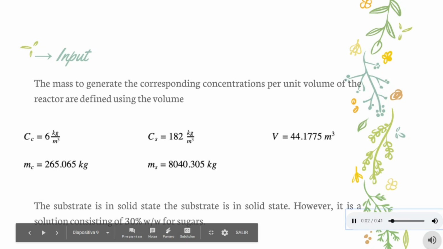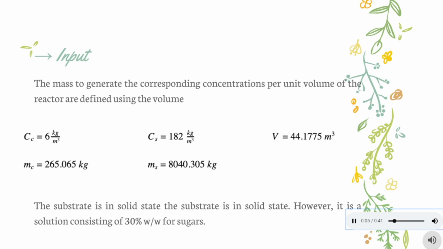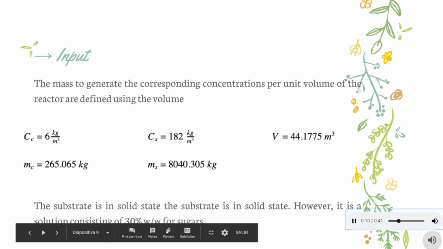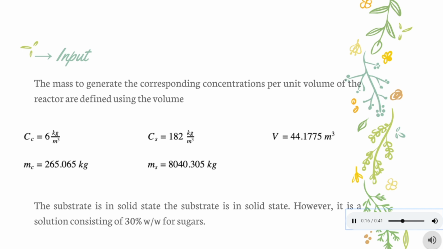Our input considers previous experimentation made by Siqueira and others, where they conclude that the best concentration of total solids in solution is 30 brix, where we consider all to be sugars. This concentration is equal to 182 kg per cubic meter. For the enzyme concentration, they also determined the optimal to be 6 kg per cubic meter on a dry basis. The mass needed for the input is presented. This was calculated using the volume calculated, which will be discussed in the next section.